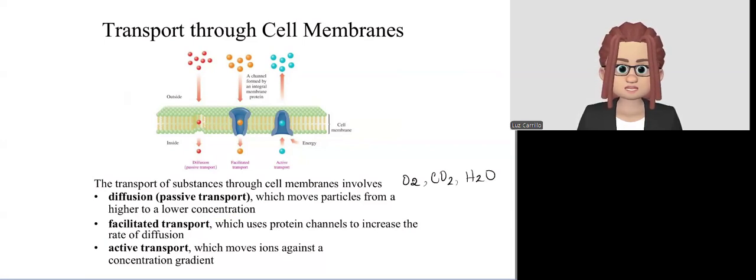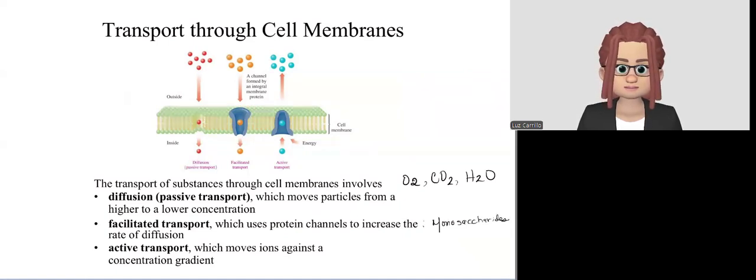The other mode of transport is going to be facilitated transport. In a facilitated transport, what happens is that we have a protein channel that is going to increase the rate of diffusion. And we can see that right here. Now we have like a tunnel that is going to allow these molecules to come in. Facilitated transport is actually observed when we have monosaccharides like glucose entering the cell.